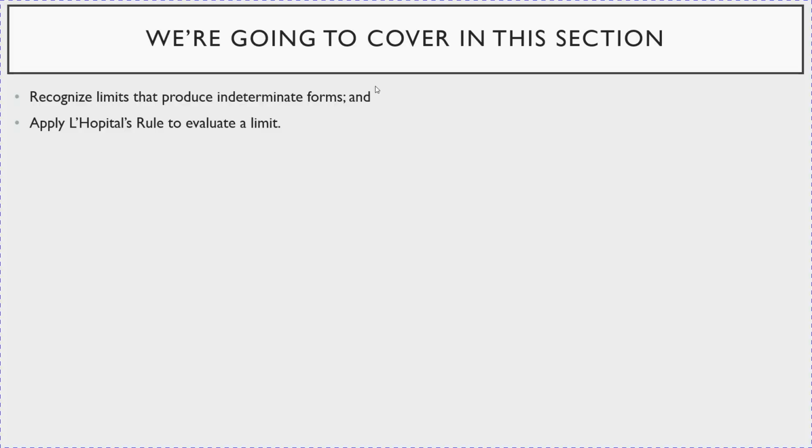First, we're going to recognize limits that produce indeterminate forms. We'll do a quick review of what that is, and then I'll show you what L'Hopital's Rule is, and we'll talk about how you use this L'Hopital's Rule to evaluate a limit.